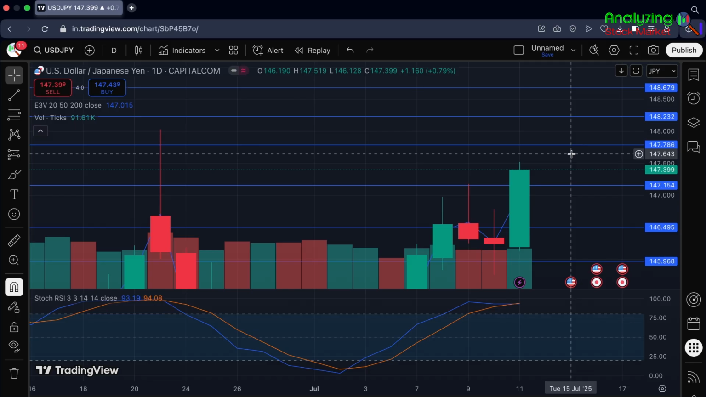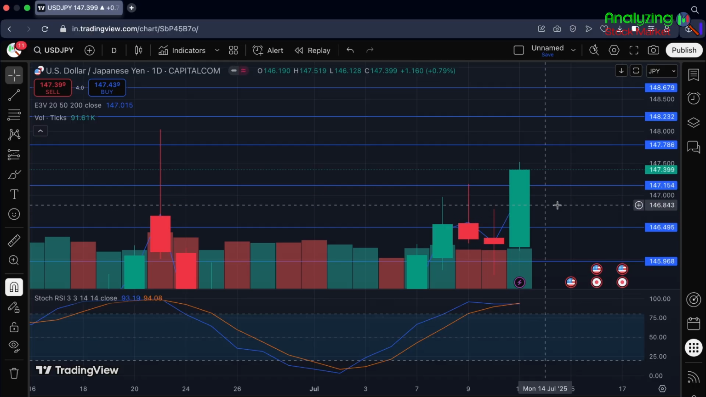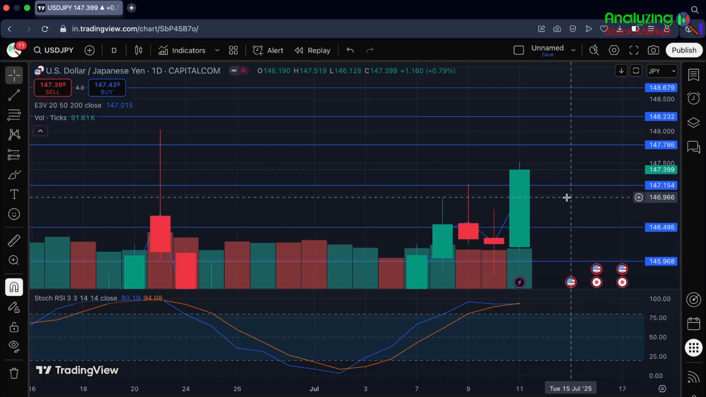Let's now talk about my opinion on the USD JPY pair for this week. According to the previous week closing, I am expecting a negative move, with a closing in this range. The range is 146.495 to 147.154. So I'm expecting a closing in this range. What are your expectations? Do let me know.